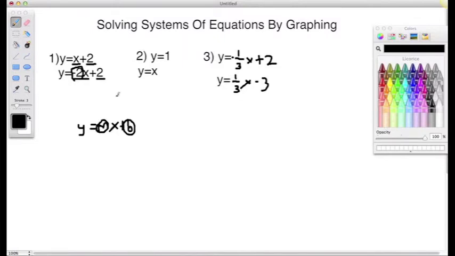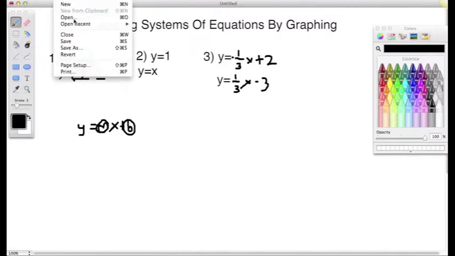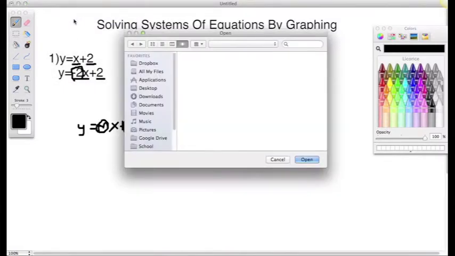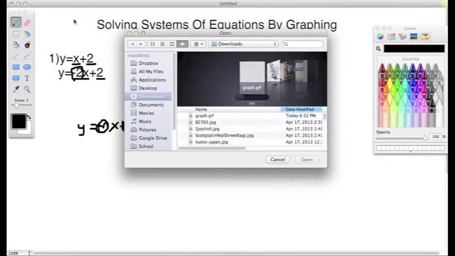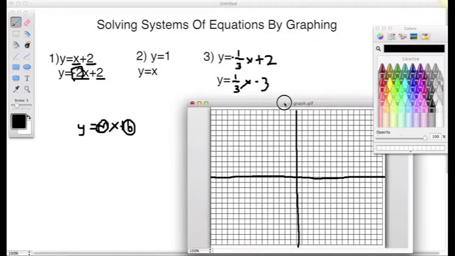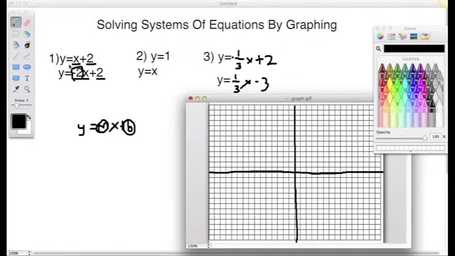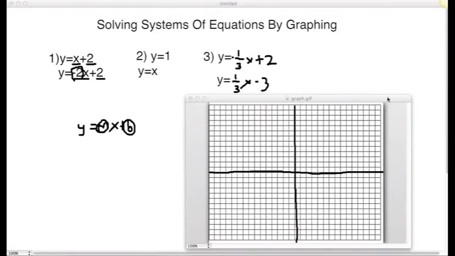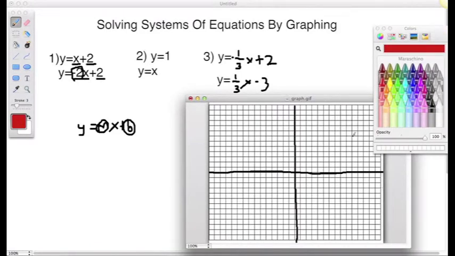So let's start with the first one. We have y equals x plus 2, and y equals negative 2x plus 2. Let's get out our little graph here really quick. So y equals x plus 2. We have a y-intercept of 2. Let's do this in red so that it's in a different color.